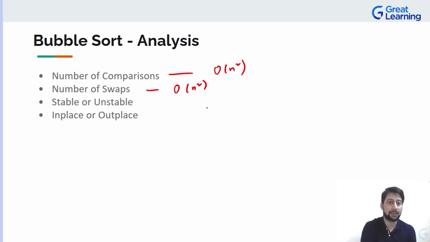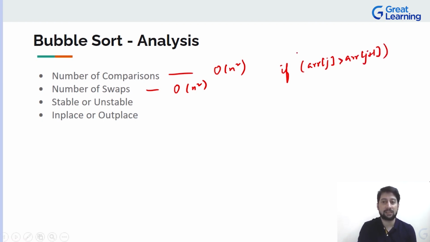Now, if you talk about stability of bubble sort, it is a stable algorithm. That means if you notice, the condition wherein we were swapping them is that array of j should be greater than array of j plus 1. Only then we will swap, because we are swapping only if array of j is greater than array of j plus 1. So when they are equal, nothing will happen. So stability works in this fashion.